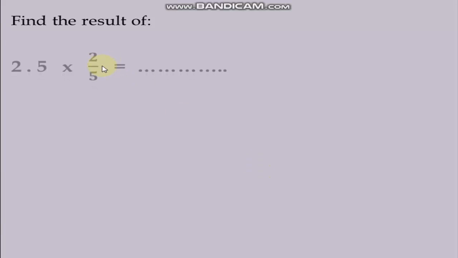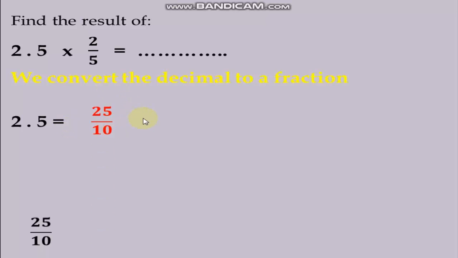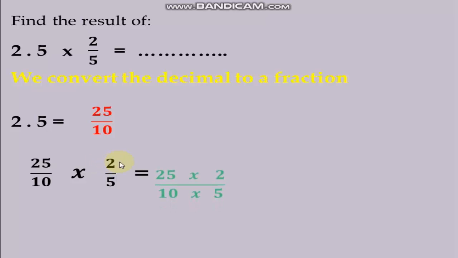Find the result of 2.5 times 2 over 5. We convert the decimal to a fraction. 2.5 equals 25 over 10. So 25 over 10 times 2 over 5 equals 25 times 2 equals 50. 10 times 5 equals 50. 50 divided by 50 equals 1.